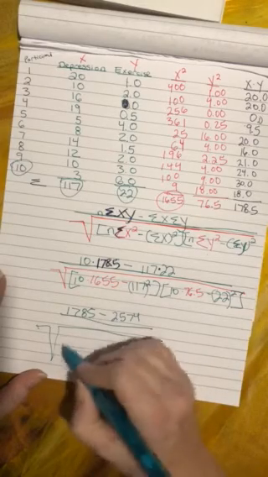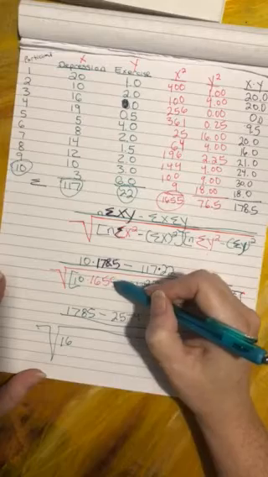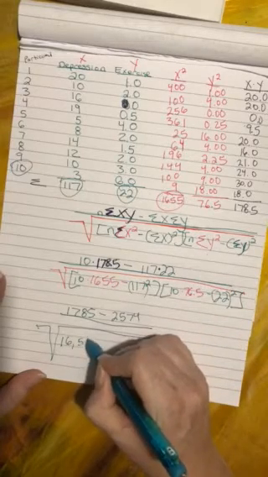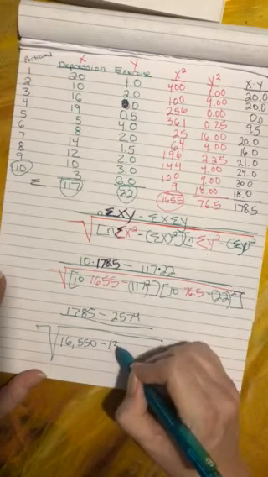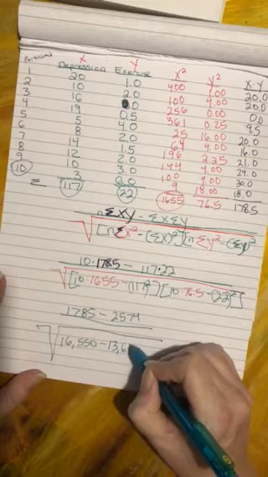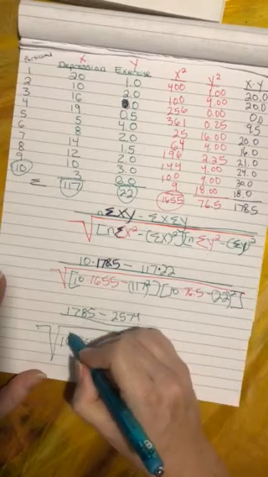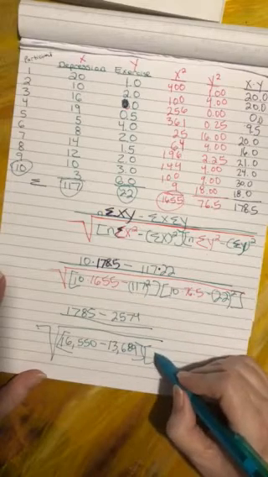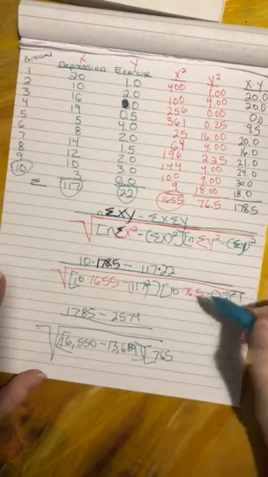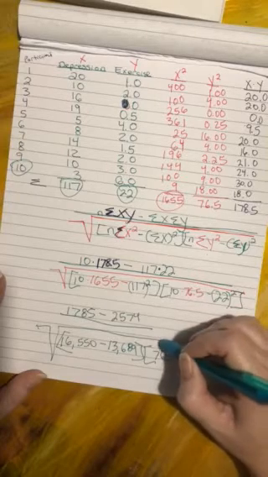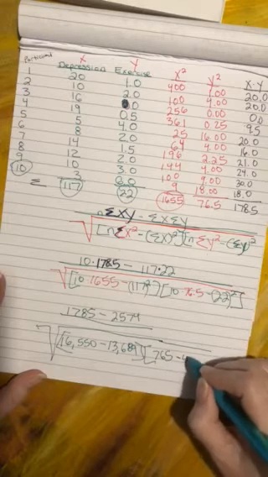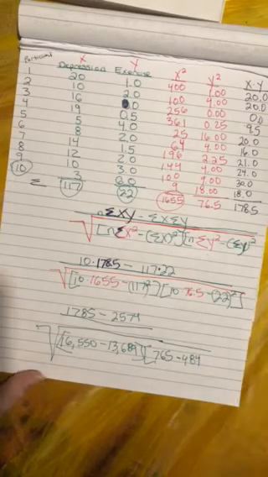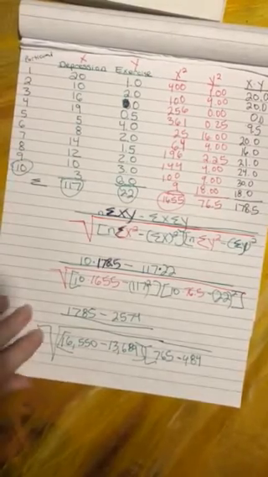All right, 10 times 1655 is 16,550 minus 117 squared, which is 13,689. And we're going to multiply 765, that's our 10 times 76.5, minus 22 squared, which is 484. Okay. And so as we keep going, start a new page here.